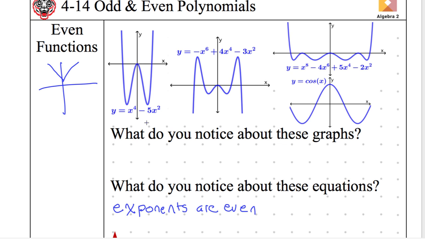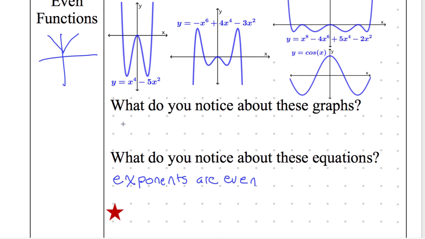Yeah, and that's kind of what I want to say here. So I guess we can just say symmetry across, symmetry, English is hard, symmetry across the y-axis. The y-axis.